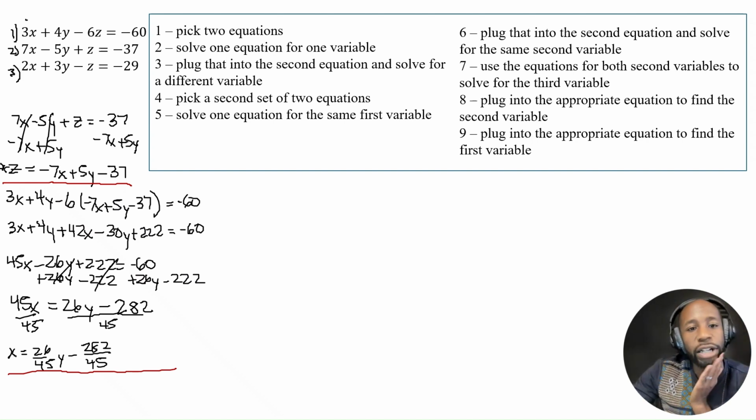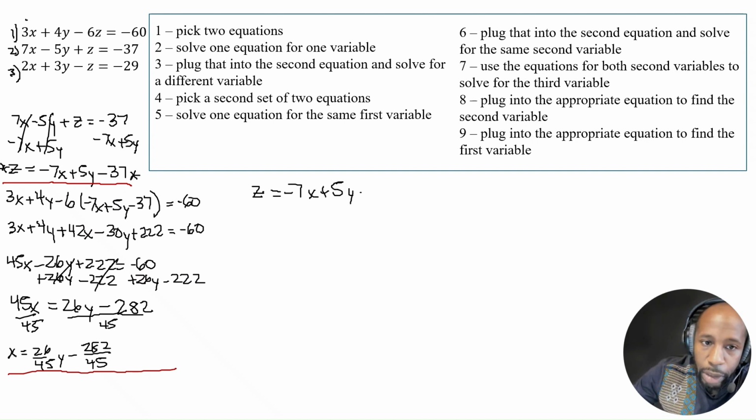All right. Now, we just did step number 3. Step number 4 is going to be to pick a second set of 2 equations. So we're going to pick number 2 and number 3 this time. Solve one equation for the same first variable. In other words, we're going to solve one of these, 2 or 3, for the same first variable, which was z that we solved for. So I'm just going to use what I did here. I already solved number 2. So that's going to be the first of these 2 equations: z equals negative 7x plus 5y minus 37.